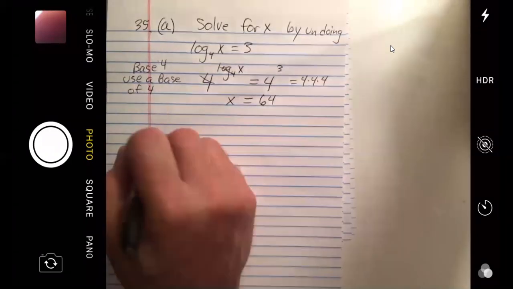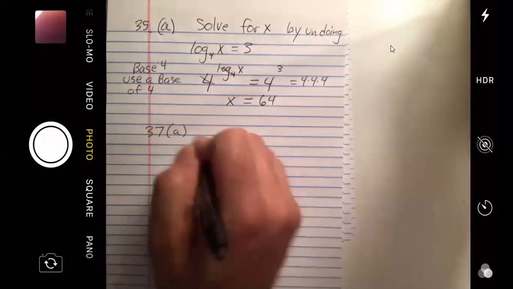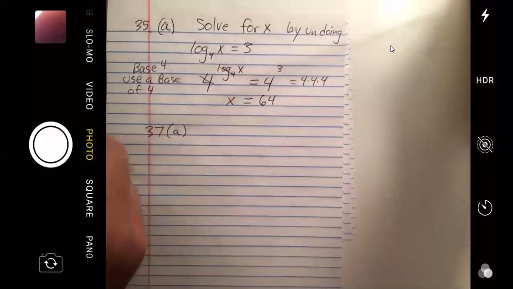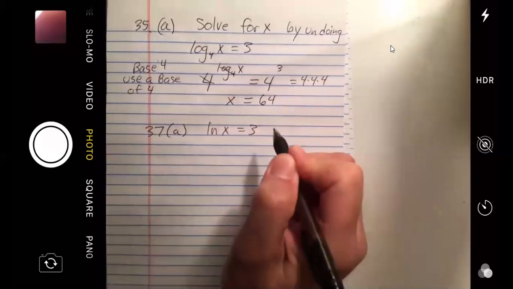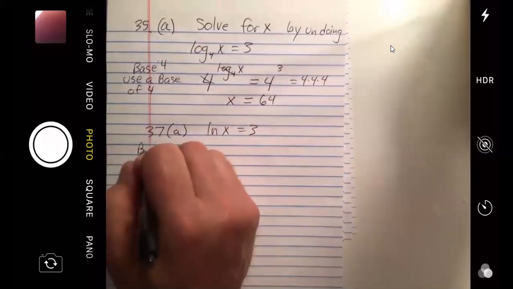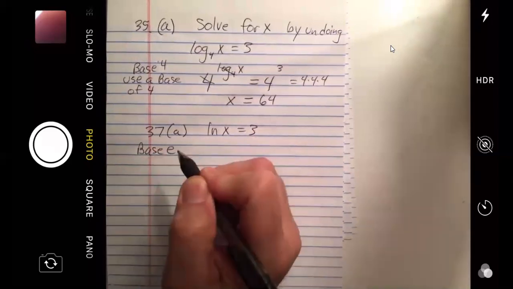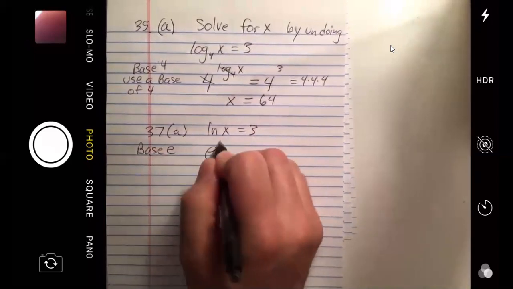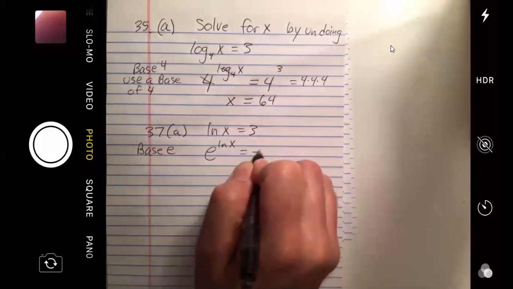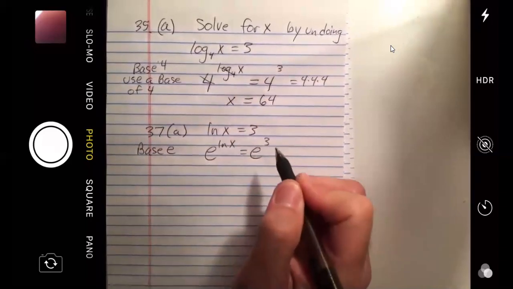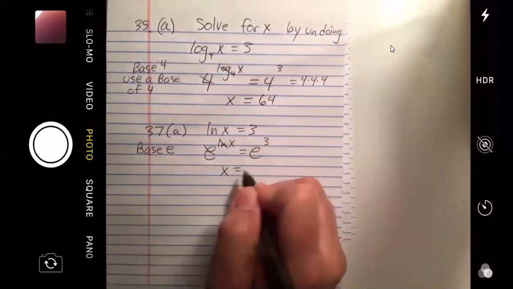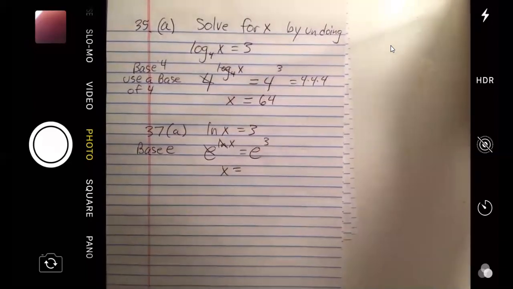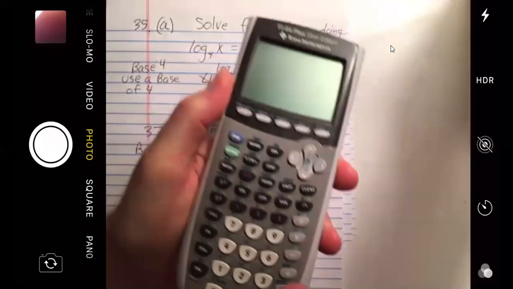(37) A is pretty easy, at least for me. Taking ln of x equals 3. Okay, you're in base e. So you're going e to the ln of x is equal to e to the 3. That directly undoes. e to the 3 is a nasty decimal. Hope you all know where your e key is.